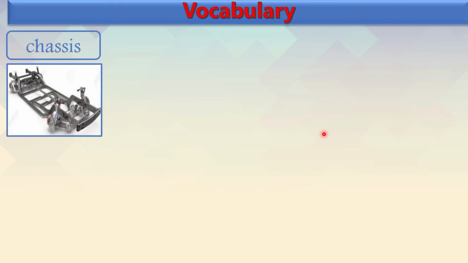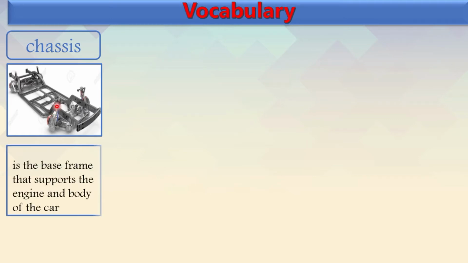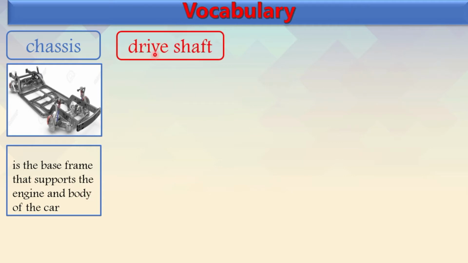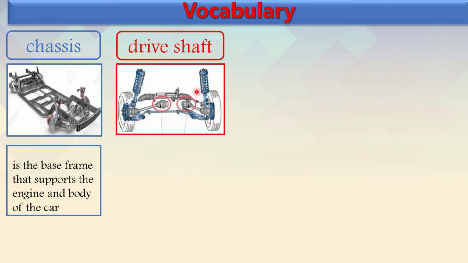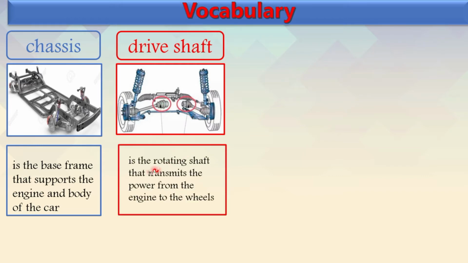Chassis. This is the chassis. It is the base frame that supports the engine and body of the car. Drive shaft. This is a drive shaft. It is the rotating shaft that transmits the power from the engine to the wheels.